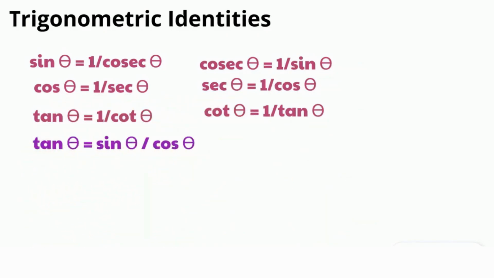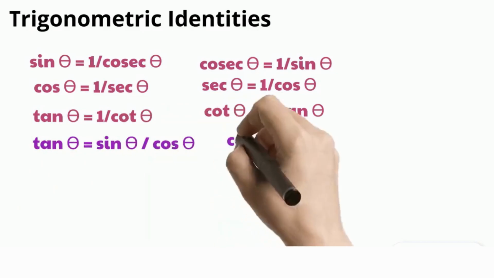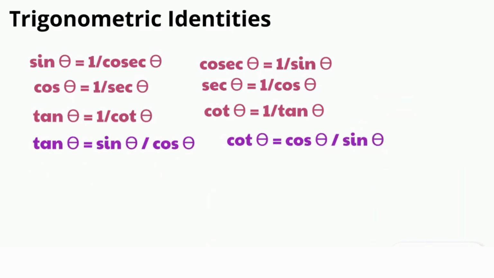Next, tan theta is equal to sin theta divided by cos theta. Next, cot theta is equal to cos theta divided by sin theta. These are quotient identities.